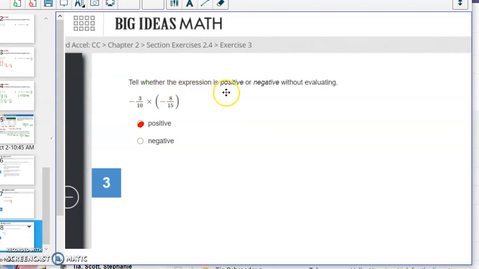And this question says, tell whether the expression is positive or negative without evaluating. Well, because they have the same signs, your answer would be positive.